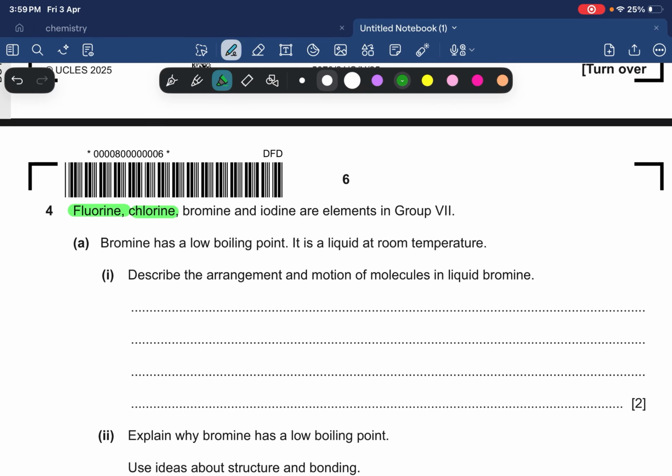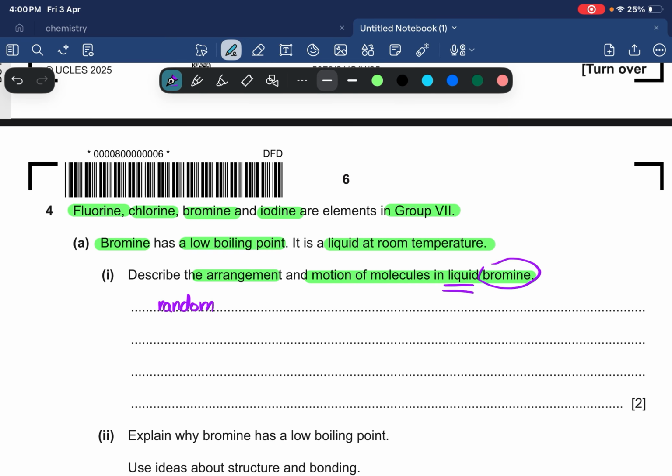Fluorine, chlorine, bromine, and iodine are elements in group 7 of the periodic table. Bromine has a low boiling point. It is a liquid at room temperature. Describe the arrangement and the motion of the particles in liquid bromine. So basically, it's not about bromine, it's about the motion and arrangement in a liquid. We know that the particles in a liquid have random arrangement. Firstly, they asked about the arrangement, 2 marks. First for arrangement, and the second mark is for motion.